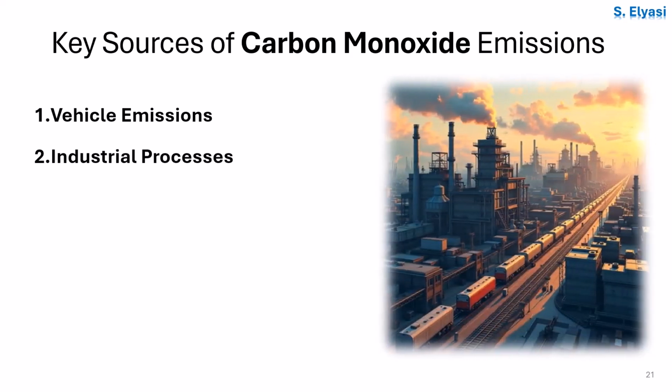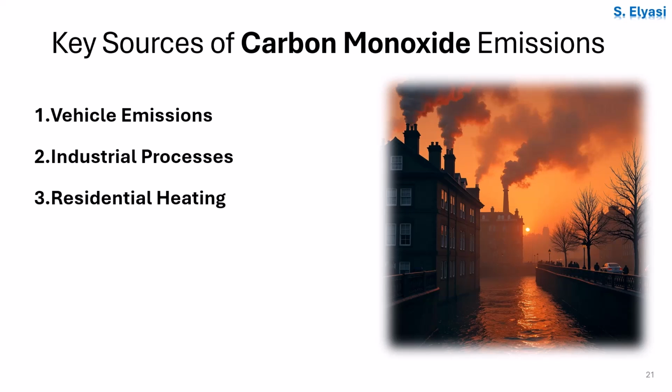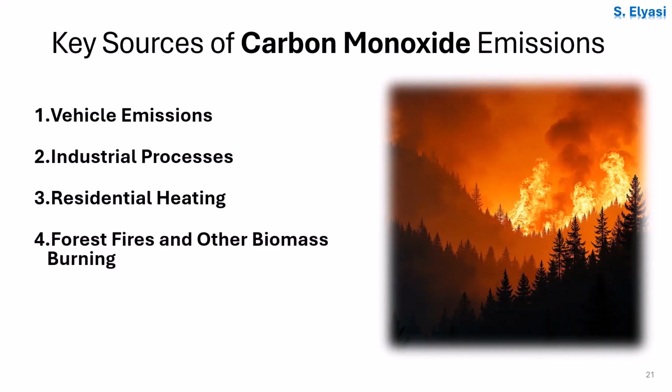Industrial processes. Various manufacturing processes can emit carbon monoxide as a byproduct, especially those involving the burning of fossil fuels such as coal or oil. Residential heating systems and appliances that burn fossil fuels, like natural gas, oil, wood, or coal, can produce carbon monoxide if they are improperly installed, maintained, or if they malfunction. Forest fires and other biomass burning. Natural processes such as forest fires, as well as human activities like the burning of agricultural residues, can release carbon monoxide into the atmosphere.